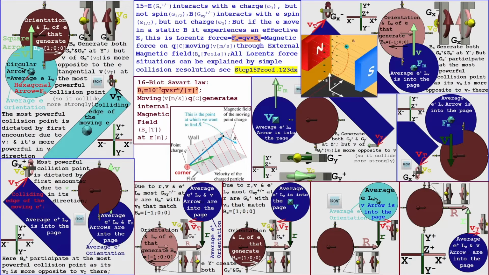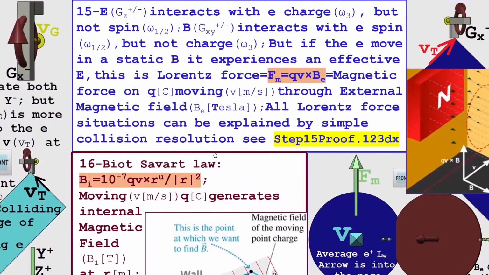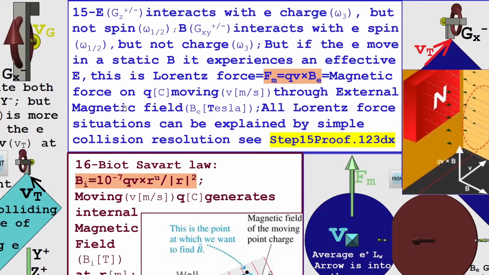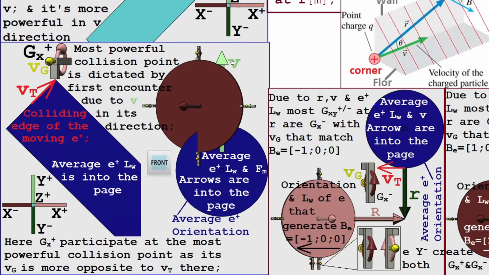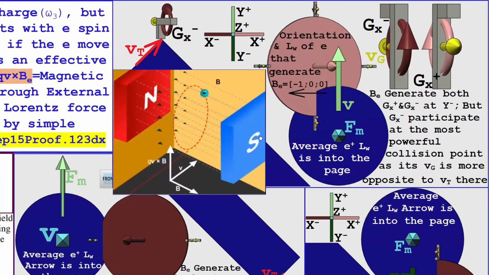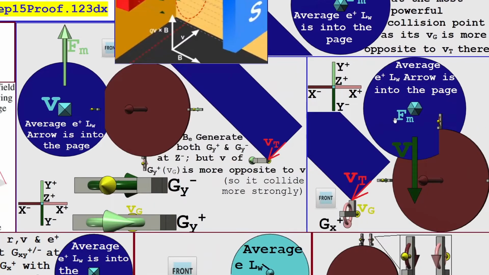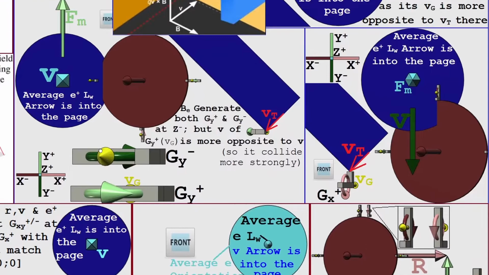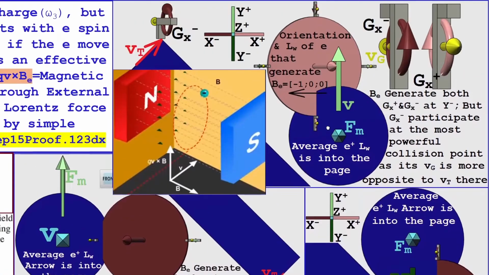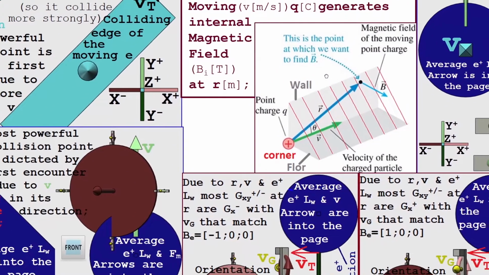Step 15. A charge that moves in an external magnetic field feels a force perpendicular to its movement and to the external magnetic field in a charge-dependent direction. This is what we call Lorentz force, and it is demonstrated by examining the most powerful collision of G sub xy into a plane representing the average cluster orientation and rotation of the charge. Step 16.